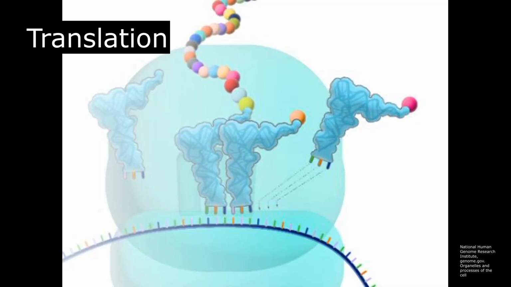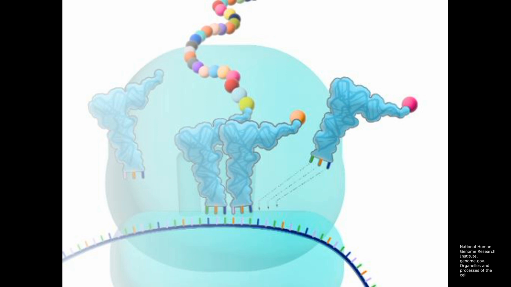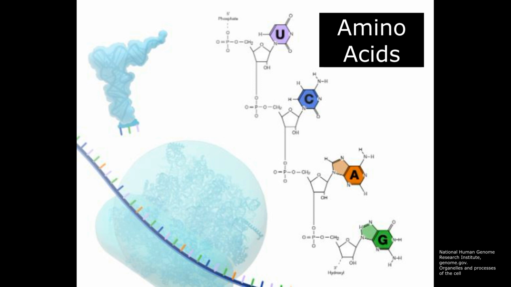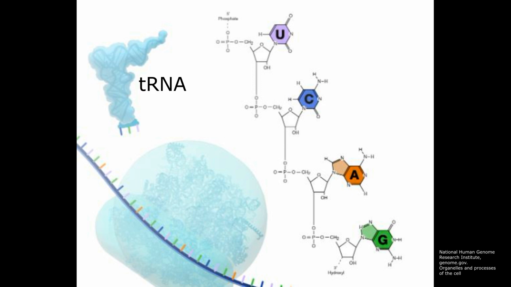Translation is the next step in getting from a gene to a protein. In the cytoplasm, messenger RNA interacts with a specialized complex, a protein factory, called a ribosome, which reads a sequence of messenger RNA nucleotides. Each sequence of 3 nucleotides codes for one particular amino acid. Amino acids are the building blocks of proteins. A type of RNA called transfer RNA assembles the protein, one amino acid at a time. Protein assembly continues until the ribosome encounters a stop instruction.